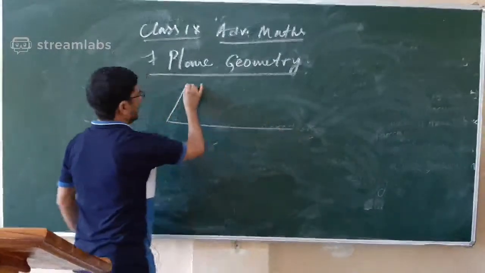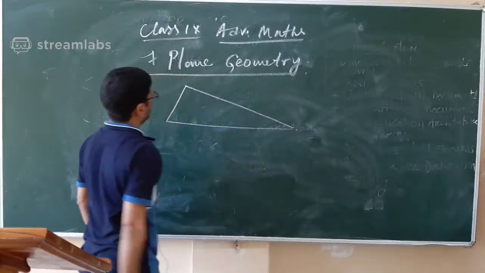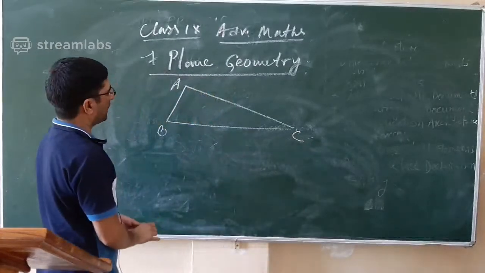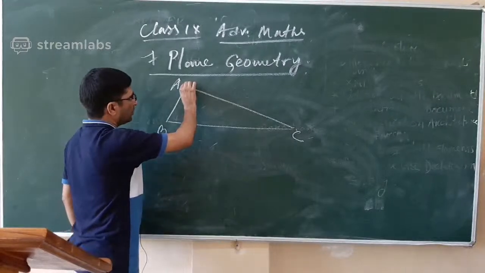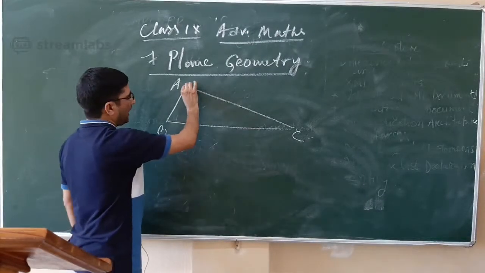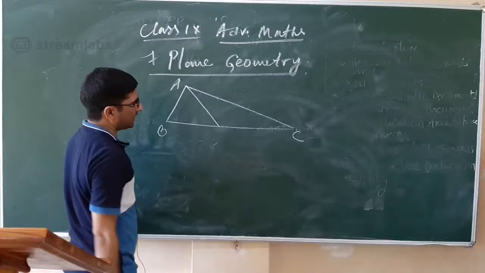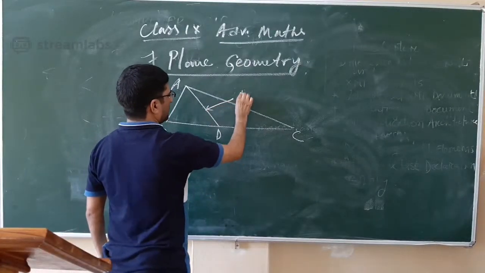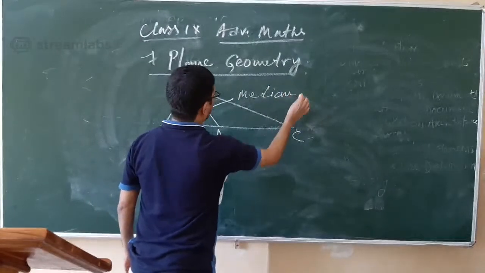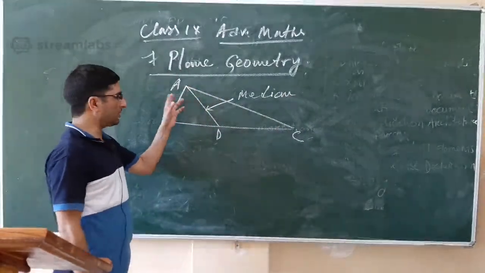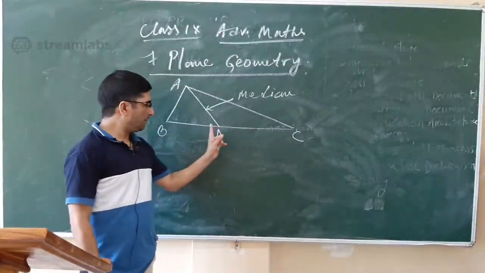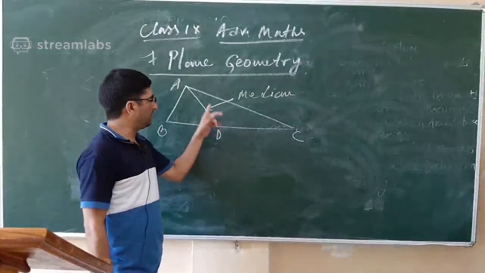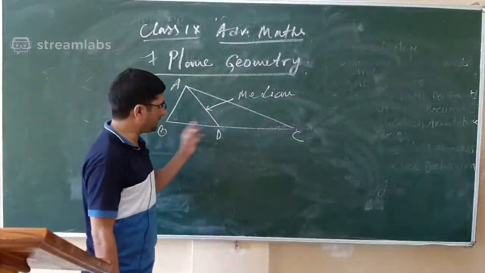In a triangle, if I take a scalene triangle ABC, the line segment comes from the vertex to divide the opposite side. That means it will fall exactly on the midpoint of the opposite side. Suppose D, then this is called median. Median comes from the vertex to divide the opposite side, that means this D is the midpoint of this BC side.